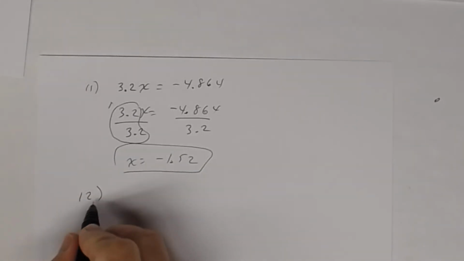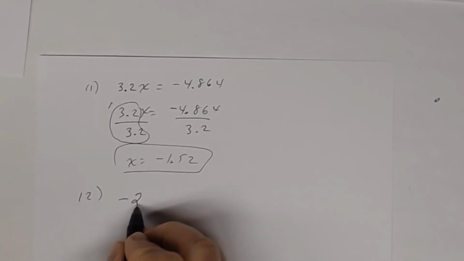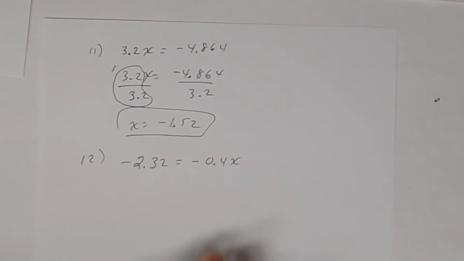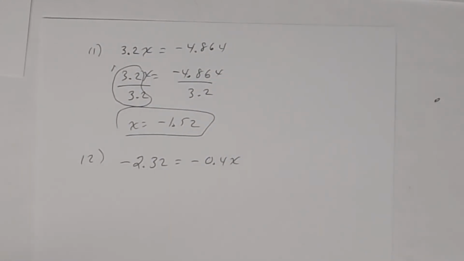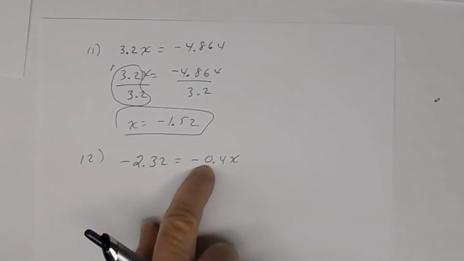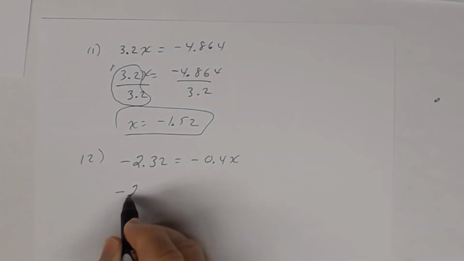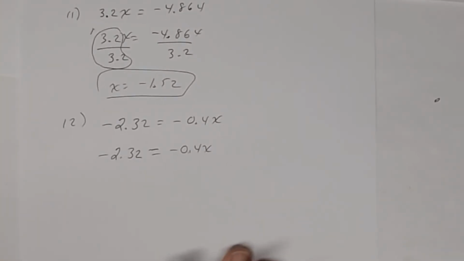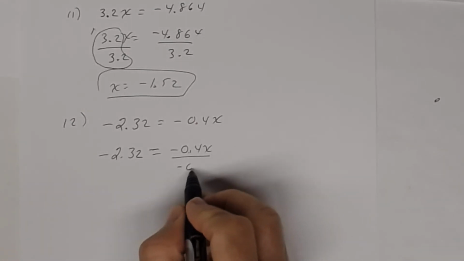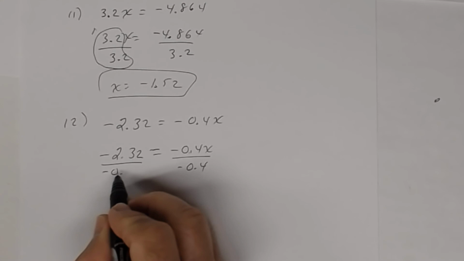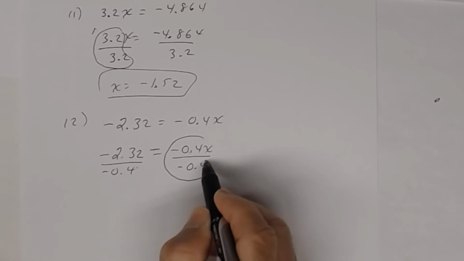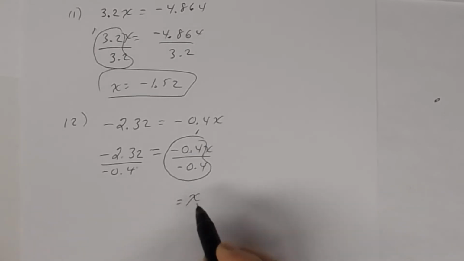All right, and then finally number 12. Suppose we had negative 2.32, so negative 2 and 32 hundredths equals negative 0.4x. So negative 4/10 x. All right, same idea, except this time you're multiplying x by negative 0.4. I'm going to go ahead and just rewrite this over. So right now you're multiplying x by negative 0.4, so the opposite is to divide by negative 0.4, just like we're doing here. And so negative 0.4 divided by negative 0.4 is 1. 1 times x is x equal, and then use your calculator.